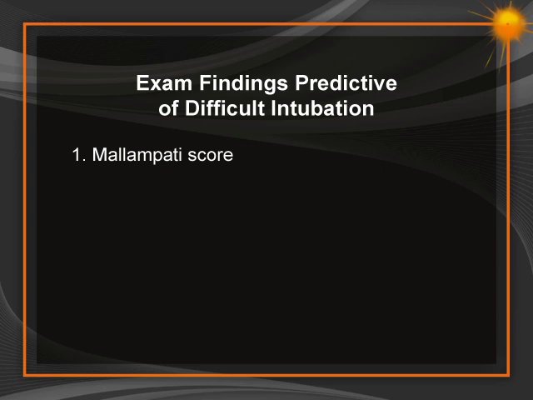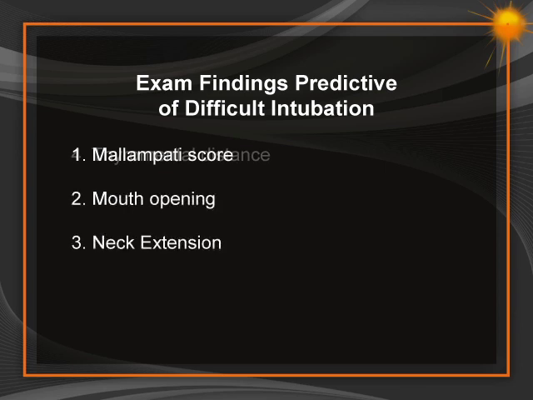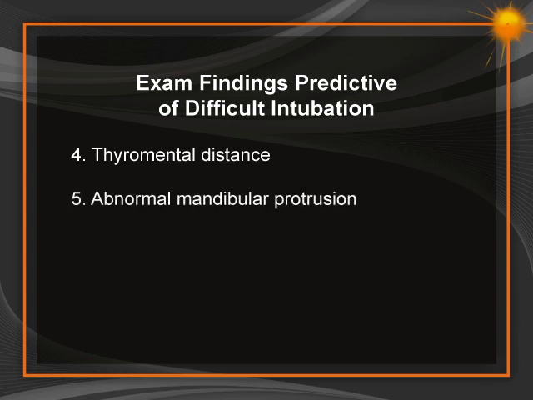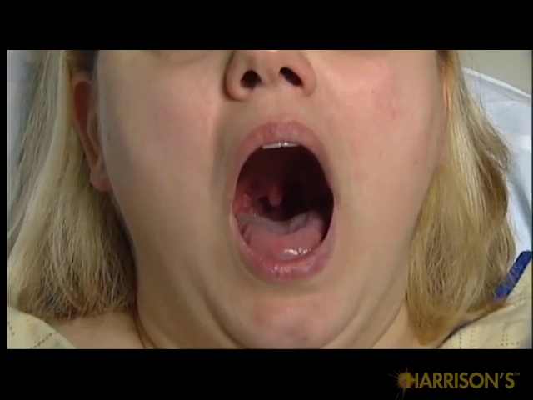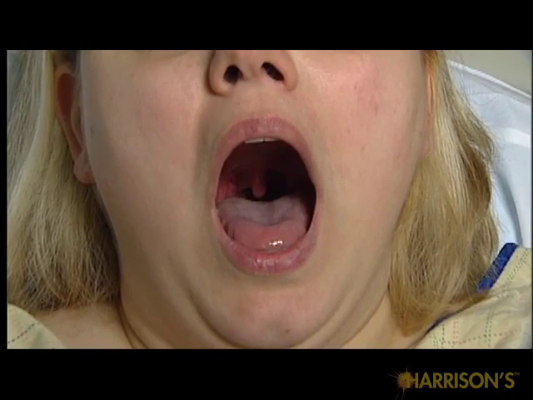Several physical exam findings may predict if a patient will be challenging to intubate. Mallampati score, mouth opening, neck extension, thyromental distance, abnormal mandibular protrusion, age over 55 years, and obesity. The Mallampati score is a classification used to predict difficult intubation. When assessing the Mallampati score, the practitioner asks the patient to open his mouth and protrude his tongue. The score is based on the oral anatomy seen.